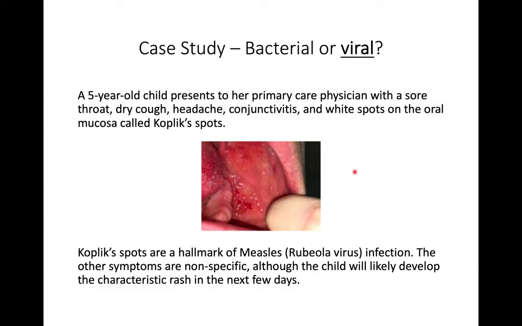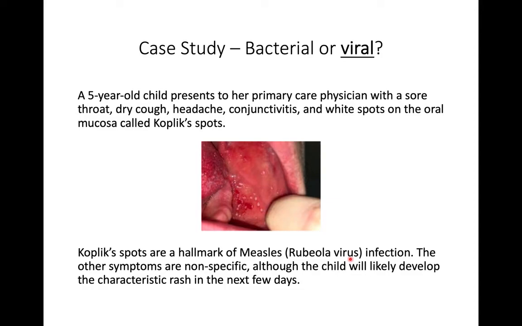All right, so back to our case study at the top of the lecture. We had our 5-year-old child who presented to her PCP with a sore throat, dry cough, headache, conjunctivitis, and white spots on the oral mucosa. And these white spots are called Koplik spots.